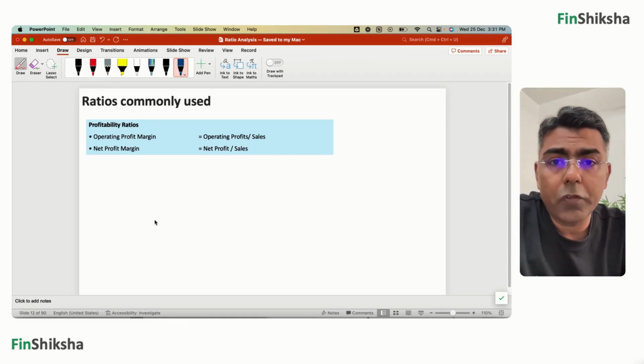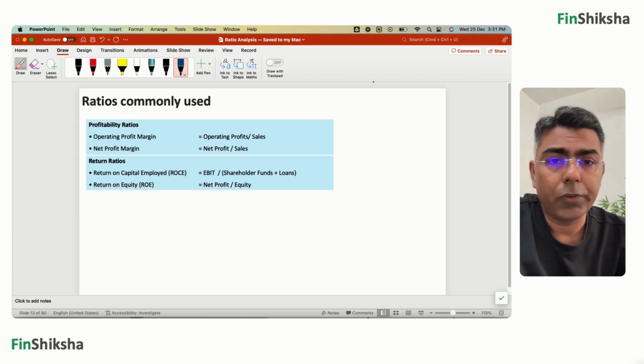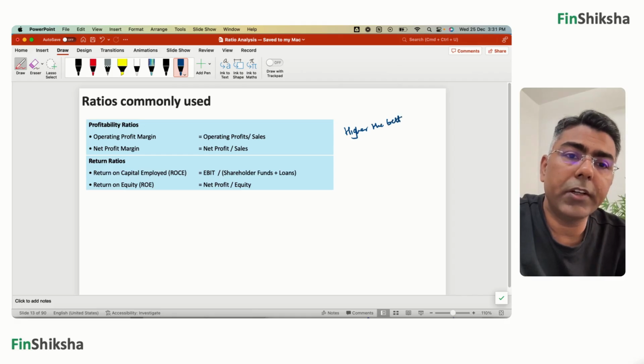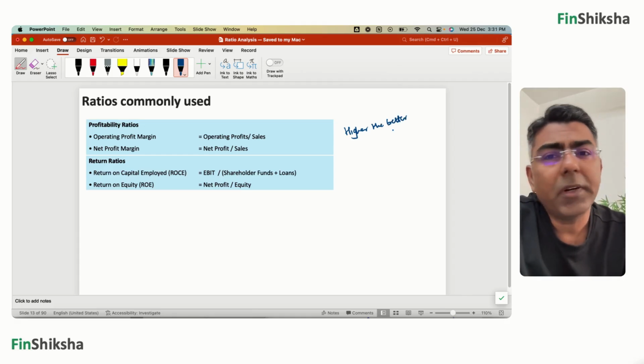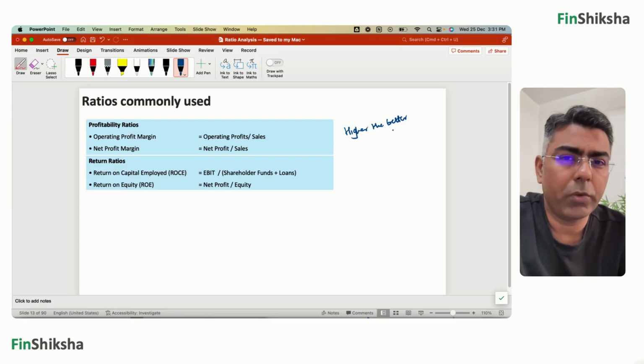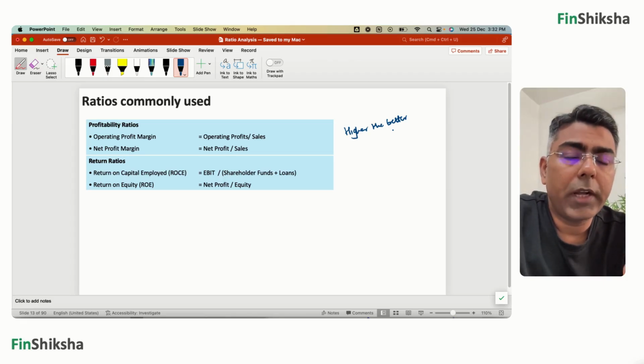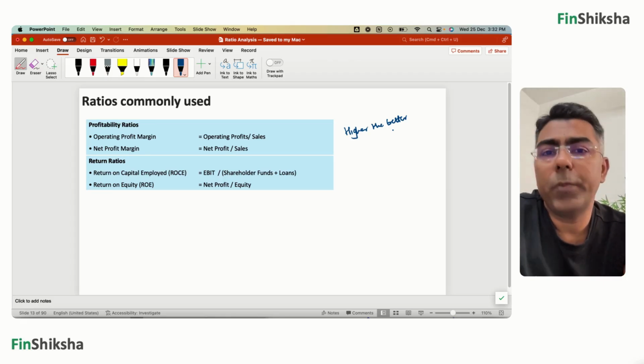The second chunk of ratios that we look at is return ratios. Right? Now, profitability ratios are higher, the better, right? Similarly, return ratios are generally higher, the better. But sometimes what happens is too high a number may be giving a slightly misleading picture about a particular company, right? But we'll dig deeper into that as we go along. Return on equity or return on capital employed are the two most common ratios that we use here.